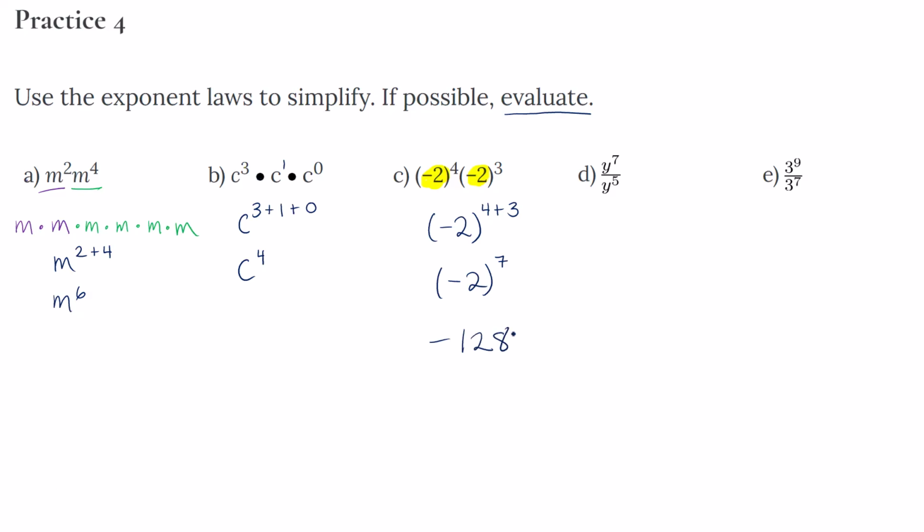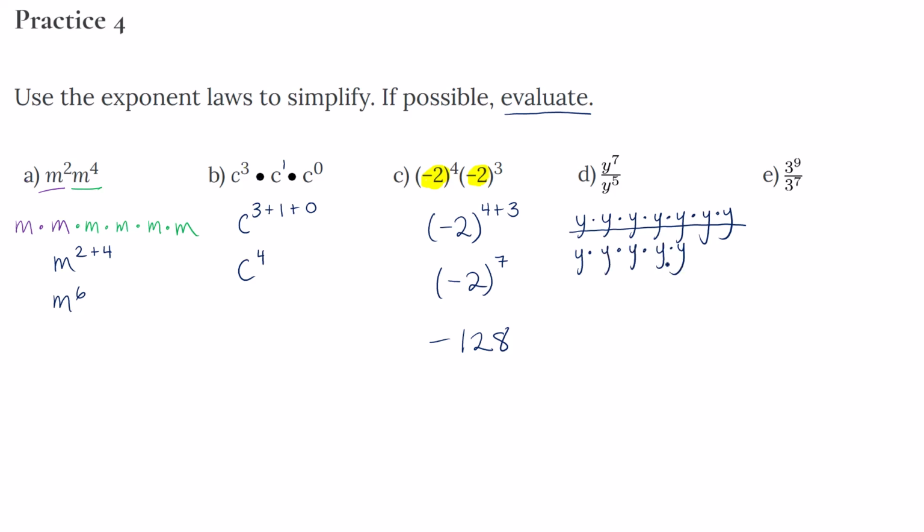D is a little bit different because our powers are being divided. So I'm going to go ahead and expand both of these powers out to show you how we can simplify. So y to the power of 7 is y multiplied by itself 7 times. Then y to the power of 5 would be y multiplied by itself 5 times.